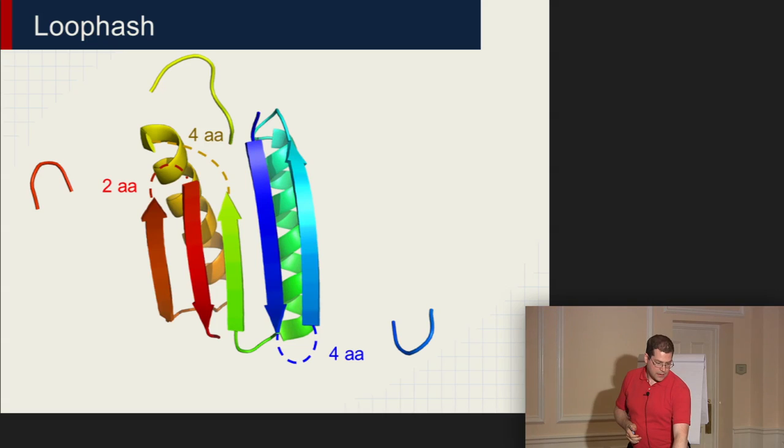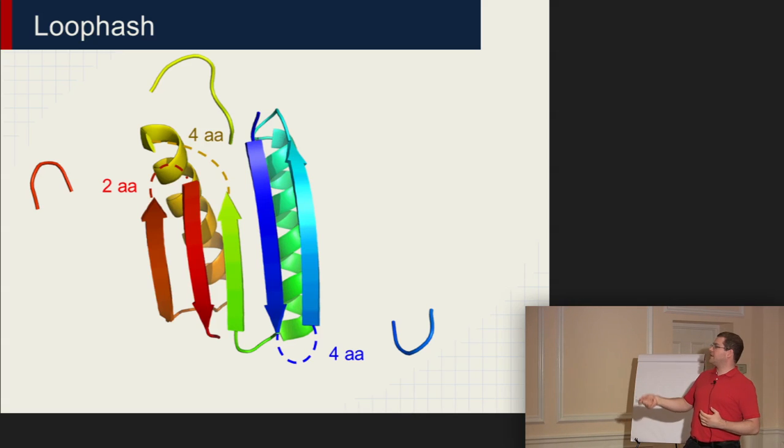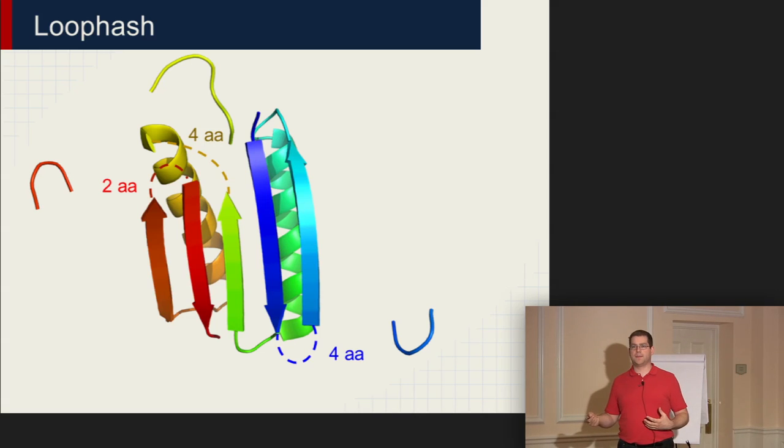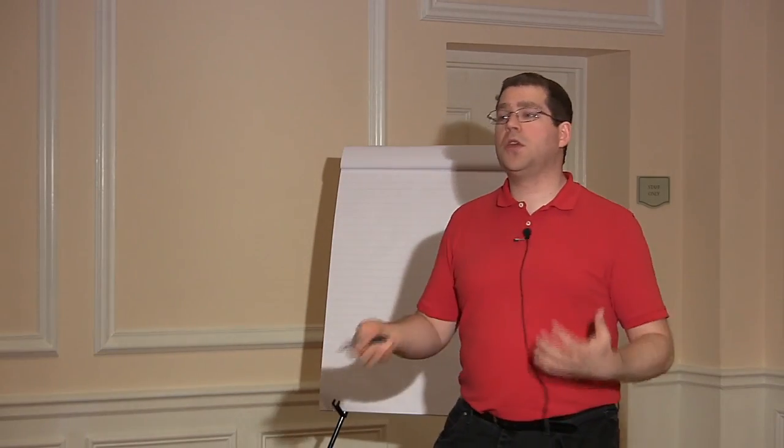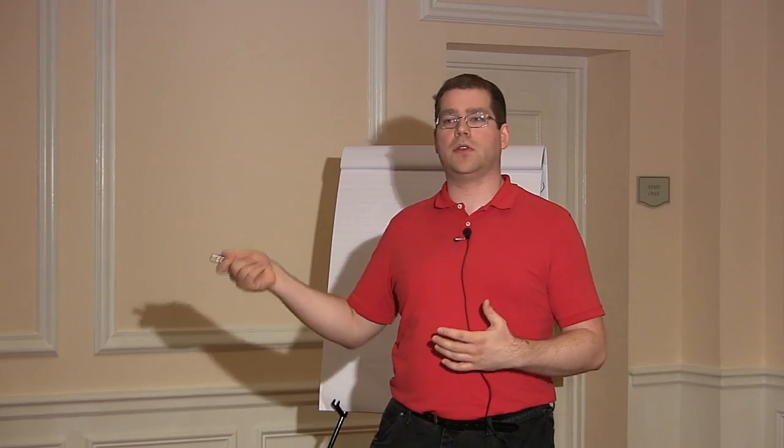So, loop hash. The concept behind loop hash is the fact that maybe you've built a protein and you've built the secondary structural elements of a protein. So you have the secondary structural elements all built, but you're missing the loops that connect those secondary structural elements. How do you figure out what's the structure of the protein in those loop positions? Well, one way you can potentially do that is you can do fragment insertion to build those residues and then try and do loop closure.